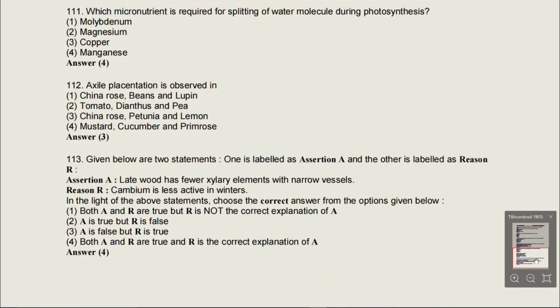The next one is axial placentation is observed in option 3 China rose, petunia and lemon.